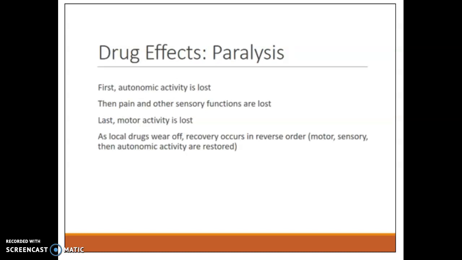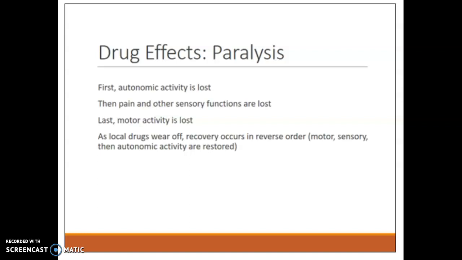With these drug effects, we get paralysis. That's what we want, right? So first, the autonomic activity is lost, and then the pain or other sensory functions are lost, and finally, the motor activity is lost. As the local drug wears off, recovery occurs in the reverse order. Motor, then sensory, then autonomic activity is restored.